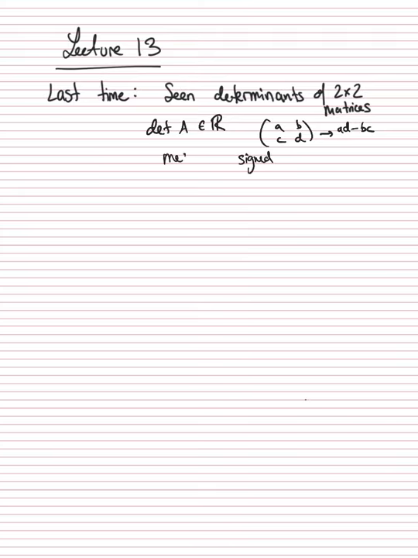So measured the signed area scaling of any linear transformation associated to A. Okay, so you choose a basis. Once you've done that, A gives you a linear transformation, and then you can measure its area scaling, or signed area scaling, and that's what the determinant did.